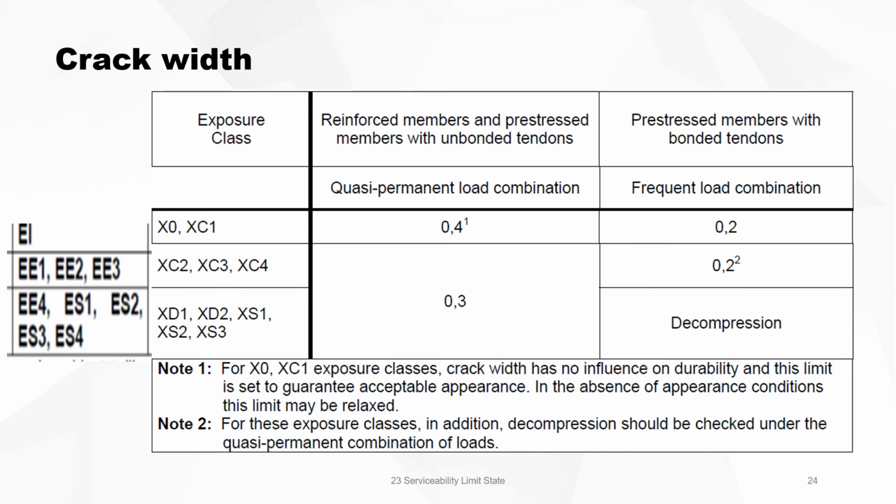The maximum allowable crack width under quasi-permanent load combinations for reinforced members is 0.3 millimeters for all environmental classes. In Belgium, we work with environmental classes. Elsewhere, Eurocode 2 talks about exposure classes. So 0.3 is valid for almost all environmental classes. Only when it is inside a building, in exposure classes X0 and XC1, we can allow 0.4 millimeters as maximum crack width.